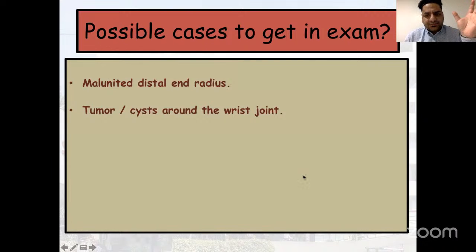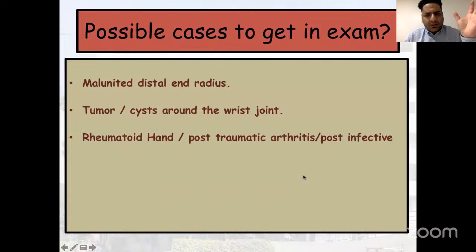Then a rheumatoid hand is again common. They may have a swan neck deformity, a boutonniere deformity, ulnar drift, Vaughan-Jackson syndrome, or extensor tendon ruptures, and all those things. Post-traumatic arthritis is another thing which we see commonly. A neglected intra-articular fracture of the wrist, or again post-infection.